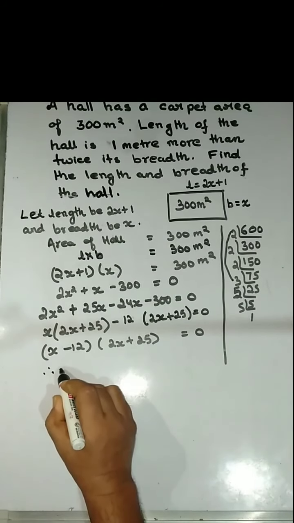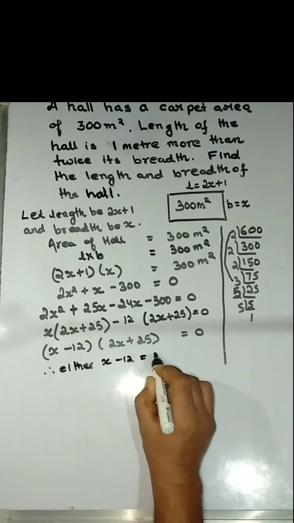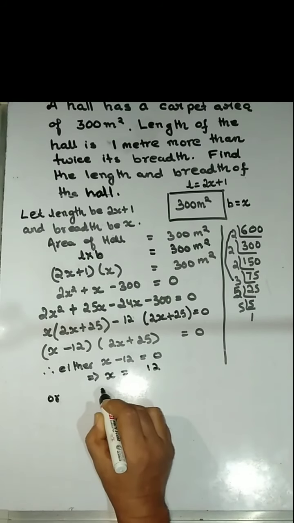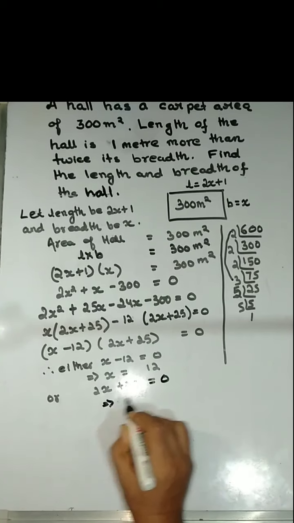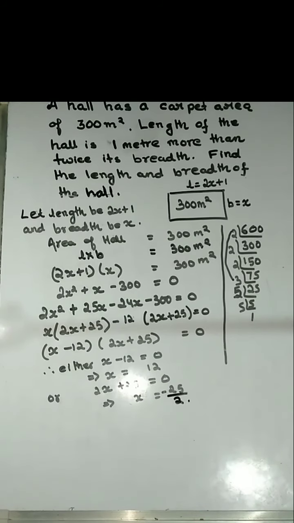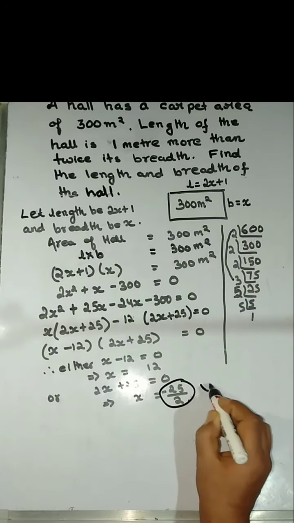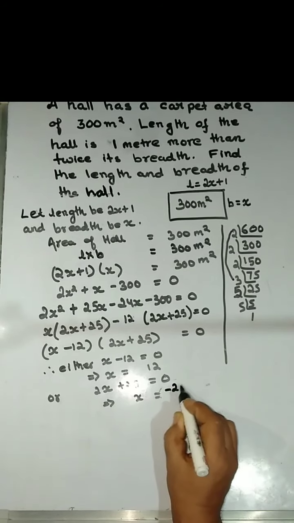Therefore, either x minus 12 is equal to 0, which implies that x is equal to 12, or 2x plus 25 is equal to 0, which implies that x is equal to minus 25 upon 2. Those are your two values of x. However, they are saying that the hall is something different. It is a dimension, and when you're talking about dimensions, a negative is completely out. So you don't need to consider the negative minus 25 upon 2.